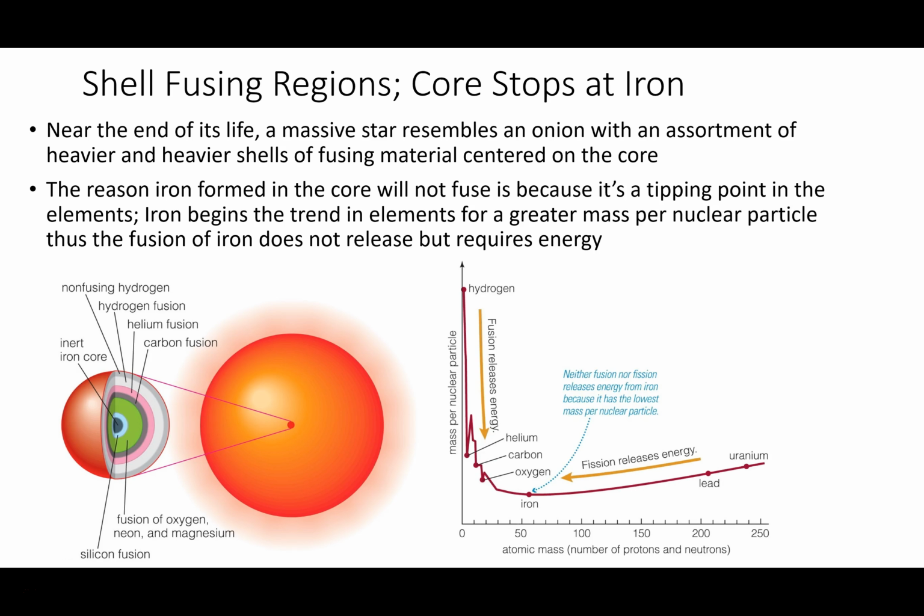So at the end, we end up with this onion-looking structure. In the core of the star, right before a massive star blows up, what it has formed is iron from silicon fusion. The thing about iron is that now it's more likely, if you want to release energy, to not fuse but to go ahead and fission. It would be nuclear fission instead of fusion to release energy.